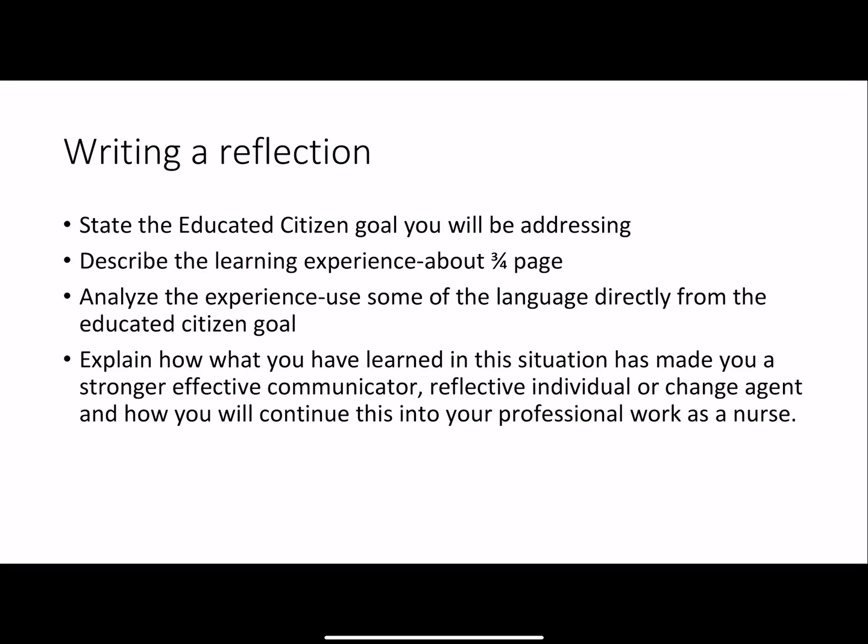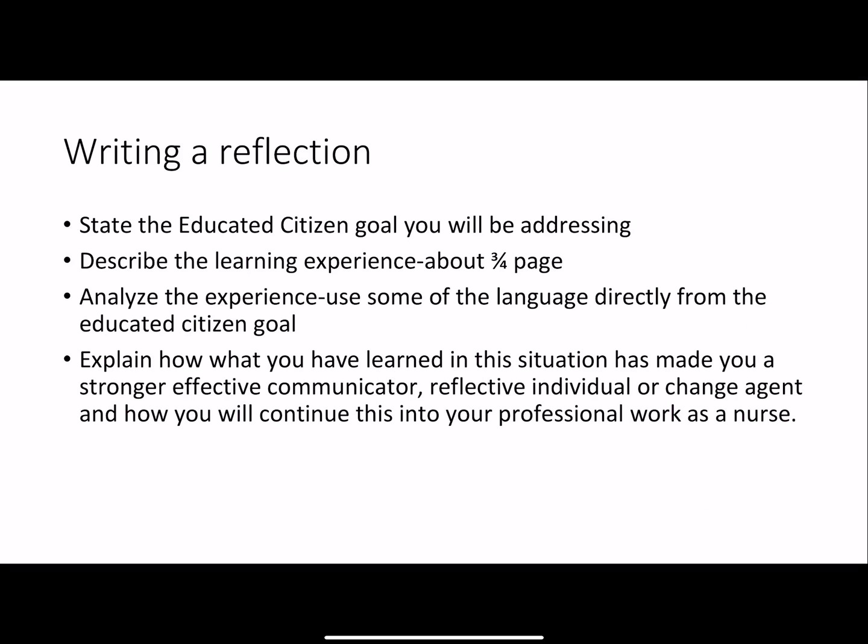Maybe that's something from your work experience, perhaps. It is something that you experience outside of work, or maybe it's an experience that happened embedded in a course at Methodist. After you tell the story of your experience and how you practice that educated citizen goal, then you want to analyze that experience using some of the language directly from the educated citizen goals. I have posted on our course site the language of all of the educated citizen goals.